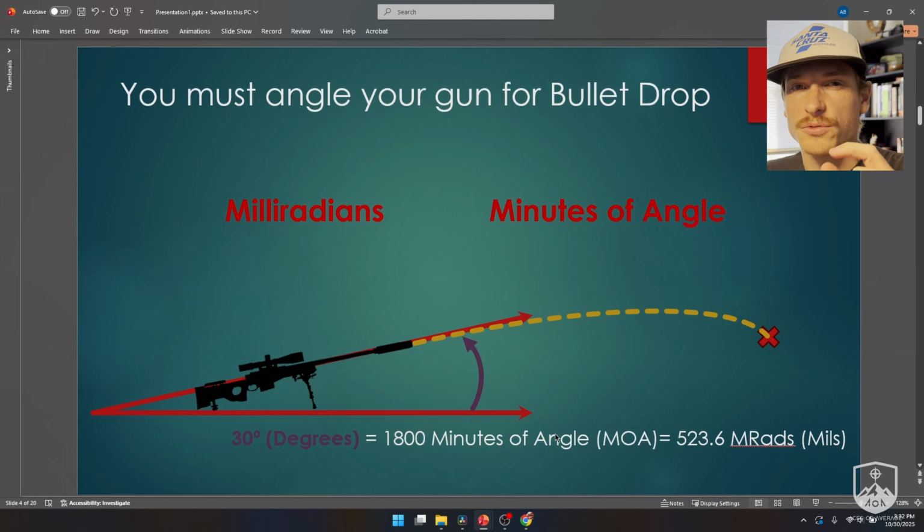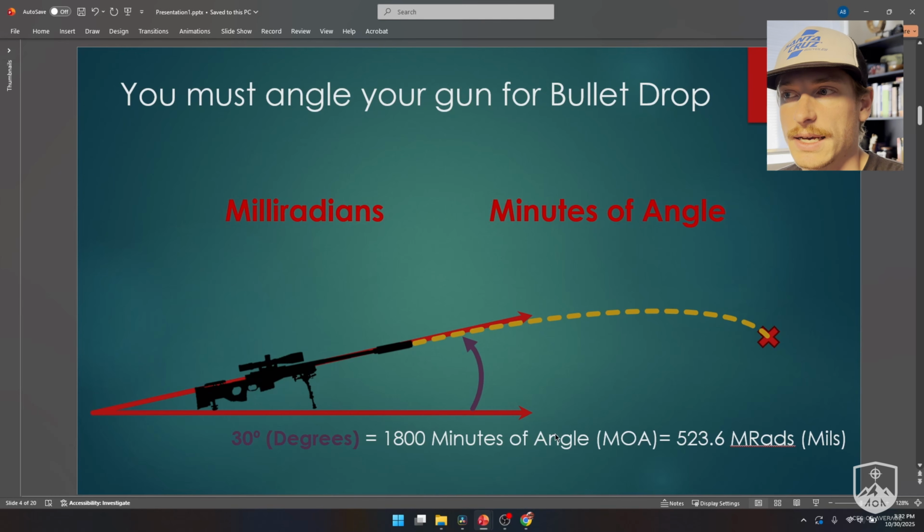And since these angles are so small, we use other units of measure to measure that. It's kind of like using millimeters versus inches. And so you might hear the term milliradians or mils. You also might hear MOA, or otherwise known as minutes of angle. These are both just two different ways to measure an angle.